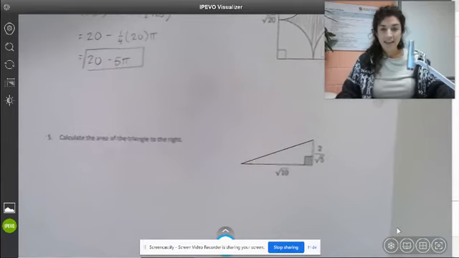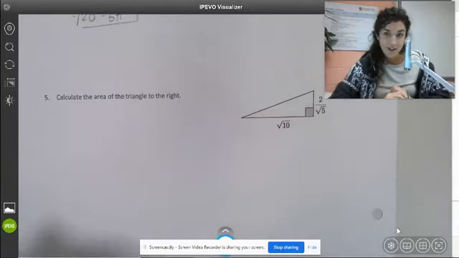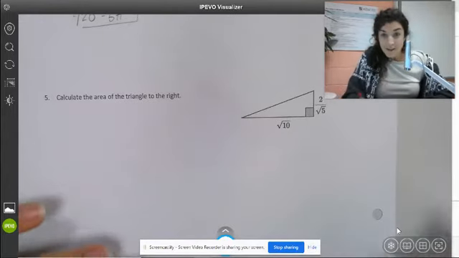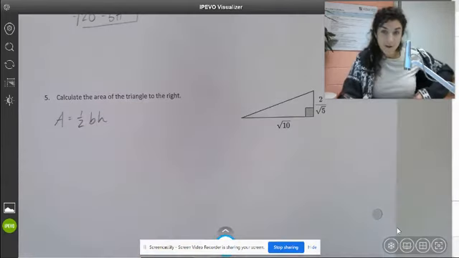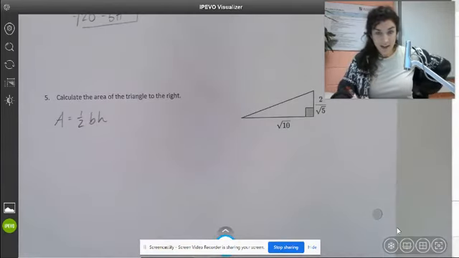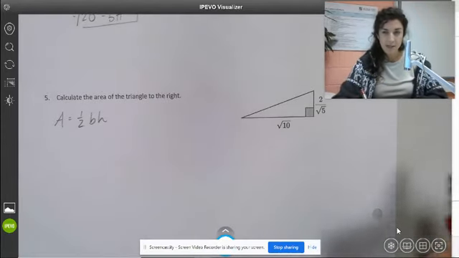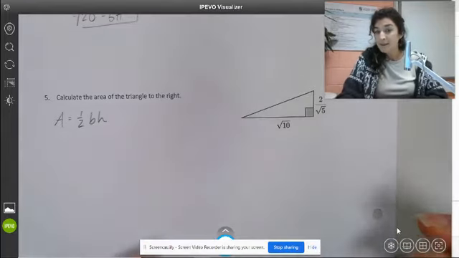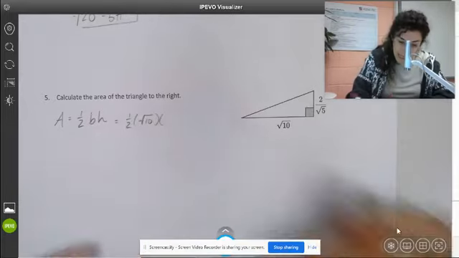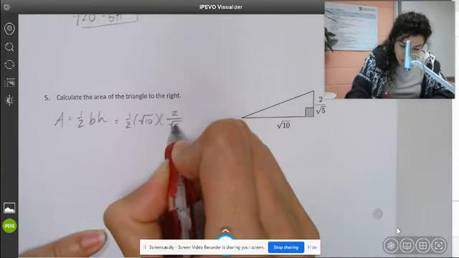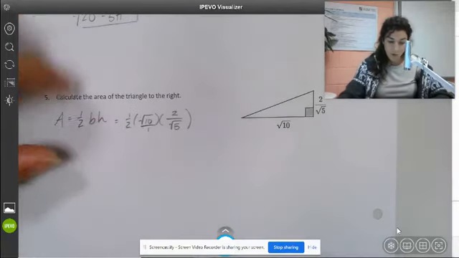Okay, very last problem. I would like for you to do this on your own. I want you to calculate the area of this triangle. The first thing you should always do when you're working through a problem is write out your formula. Well, the area for a triangle, the formula we know right now, there is another one that you're going to learn maybe this year, maybe next year. But 1/2 times base times height. So we have 1/2, our base is the square root of 10, and our height is 2 over the square root of 5. I'm going to put this all over 1.